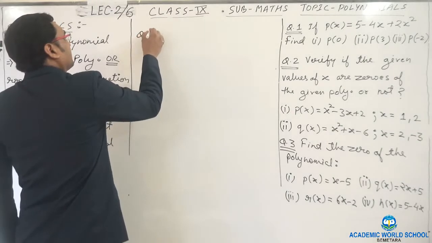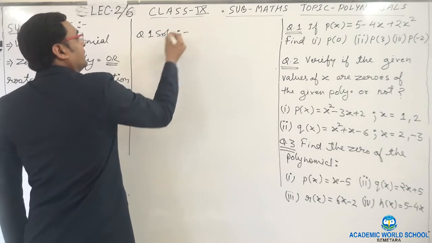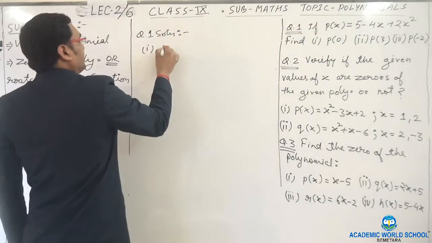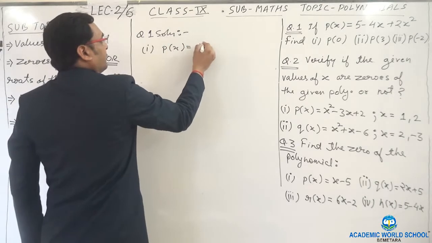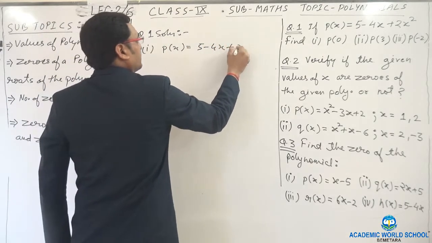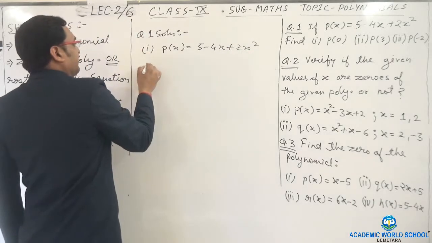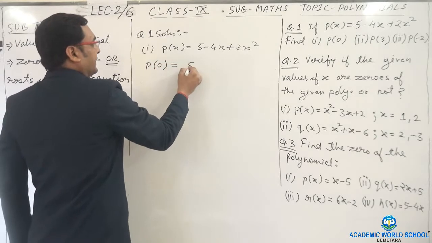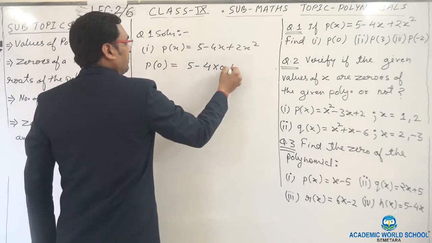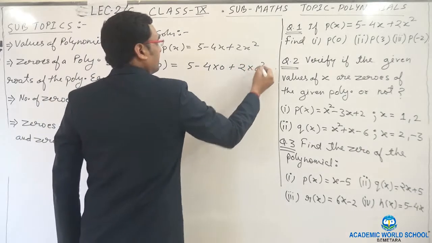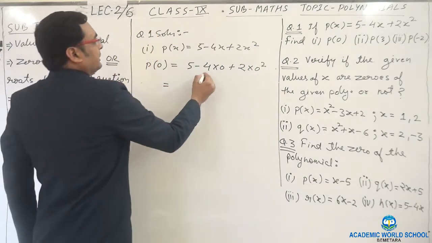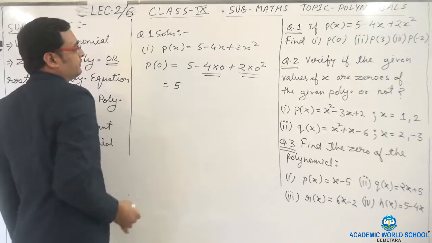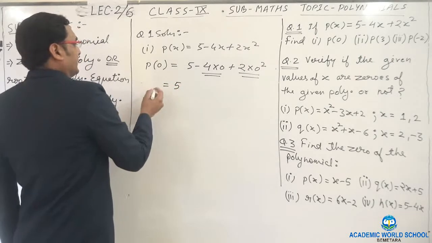So, the solution to this question is, first we have to find p(0). So the polynomial p(x) is equal to 5 minus 4x plus 2x square. At the place of x, we will put 0. So p(0) is equal to 5 minus 4 into 0 plus 2 into 0 square, which is equal to, this whole part becomes 0, this whole part becomes 0. Our answer is 5. So p(0) is equal to 5.